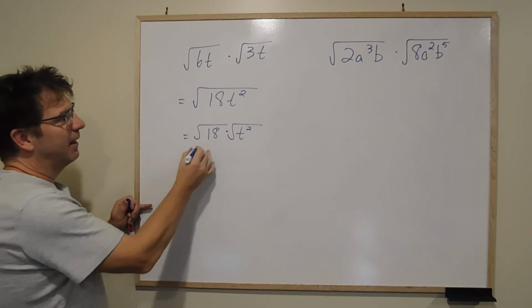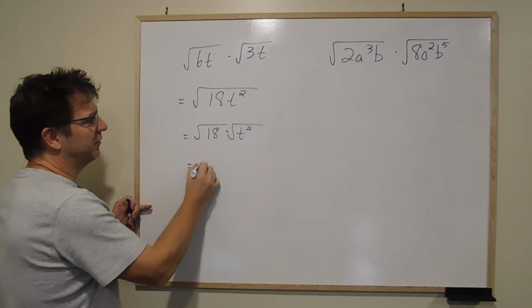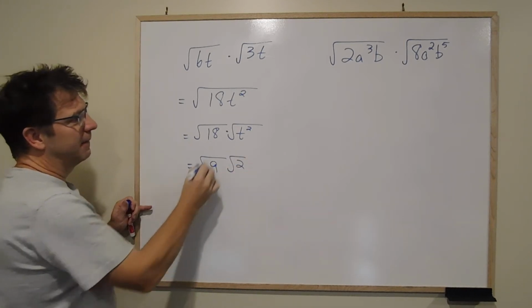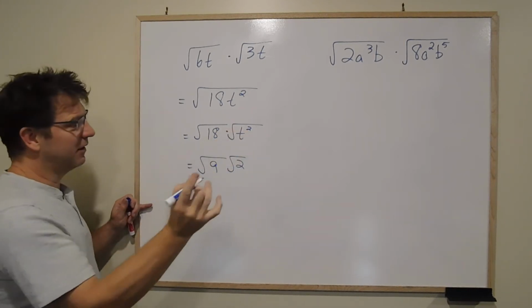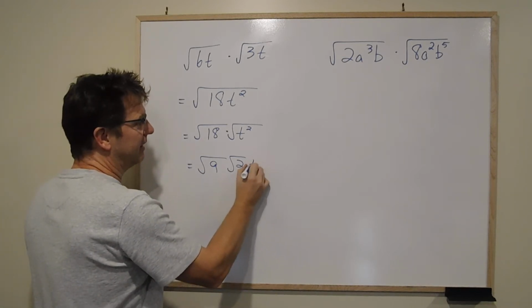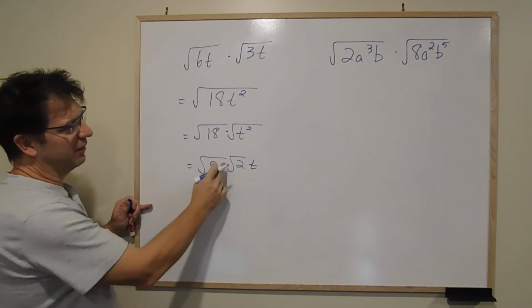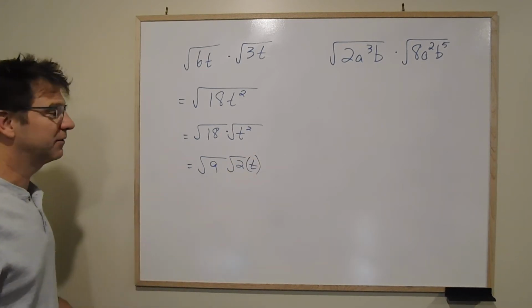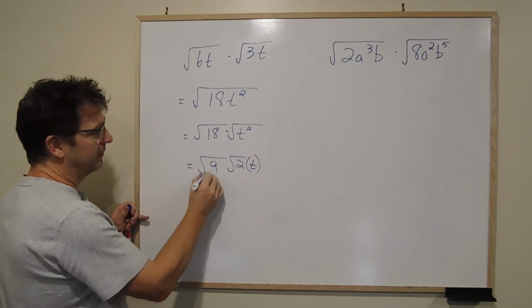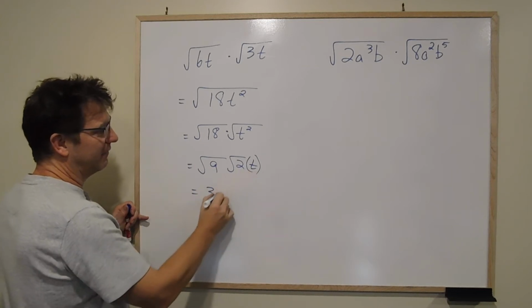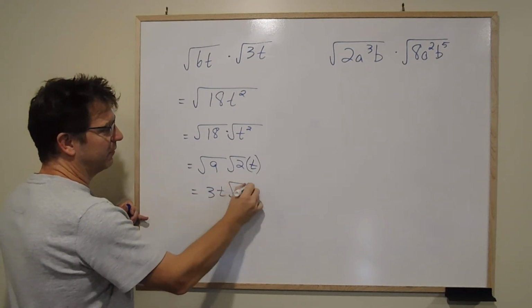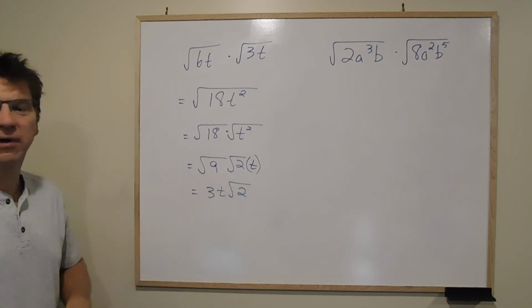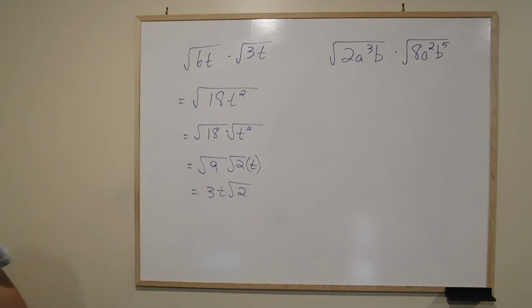Right? 18 is not a perfect root, but 9 is, so 9 root 2. Right? T squared, the square root of t squared is perfect. It's t. And here's what I'm talking about. Now, is that t in or out? It's outside the square root. Right? Square root of 9 is 3. I have a t, and I have a square root 2. Right? And there's where you end up. Remember, we put the square root part at the end, and that's where you end up.